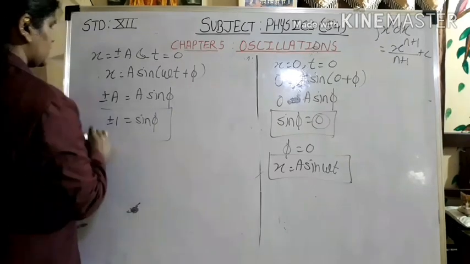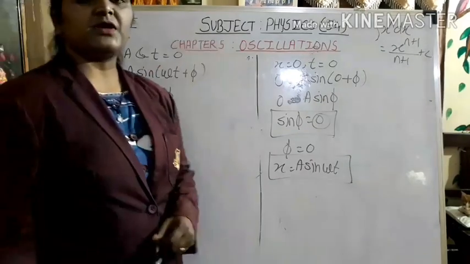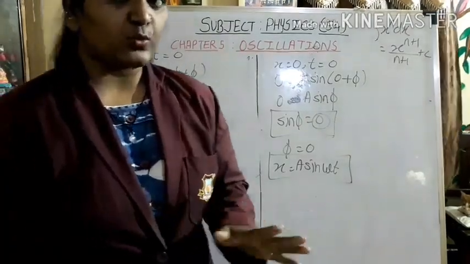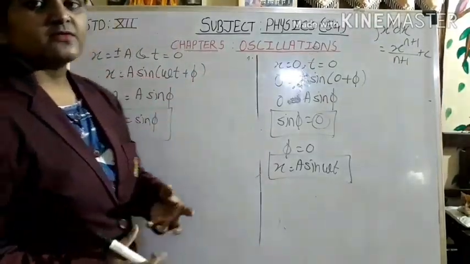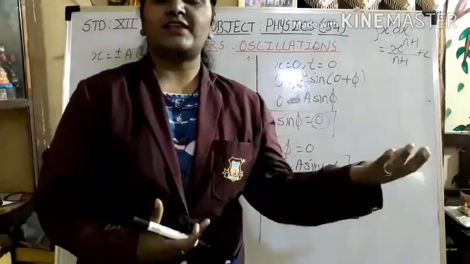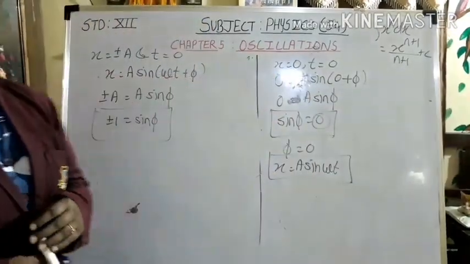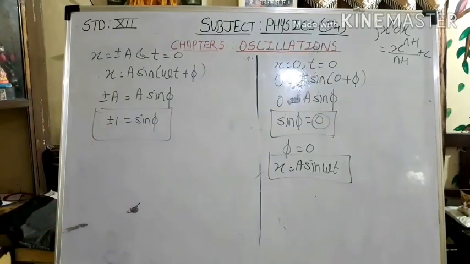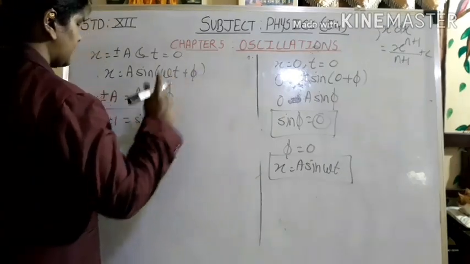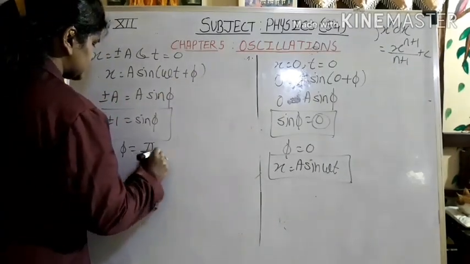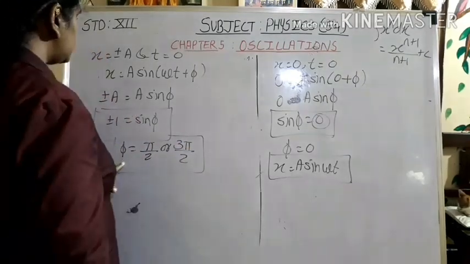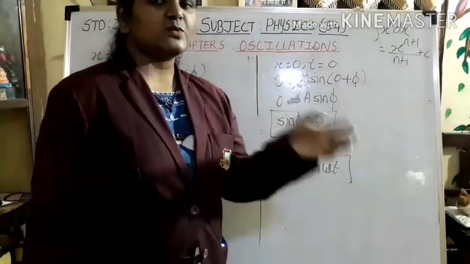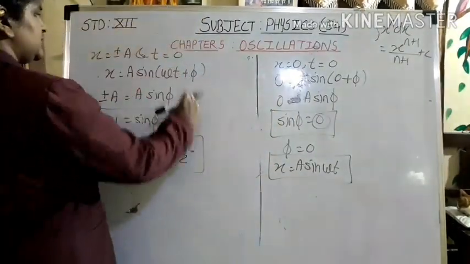So when the value of sine becomes 1, is it 0? No. Is it 45? No. Is it 30? Then what is the value for phi? At what angle does sine give you the values 1 and minus 1? It is either pi by 2 or 3 pi by 2. So phi is either pi by 2 or 3 pi by 2. Only for these angles sine gives the value plus 1 or minus 1. So I am putting the value over here.